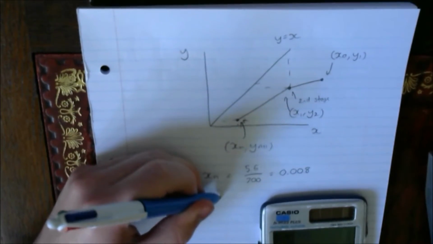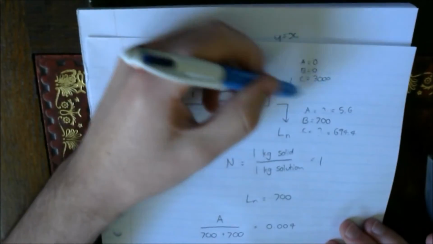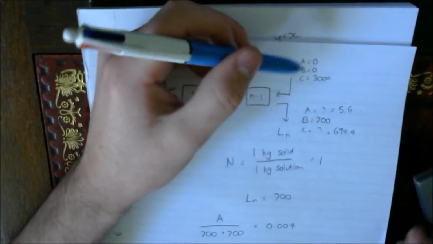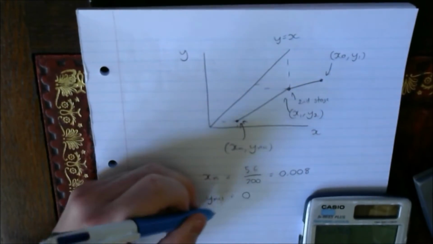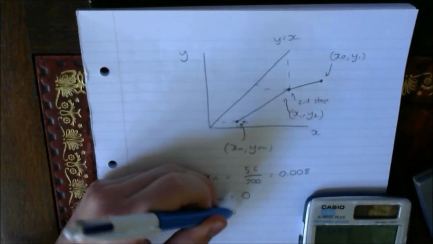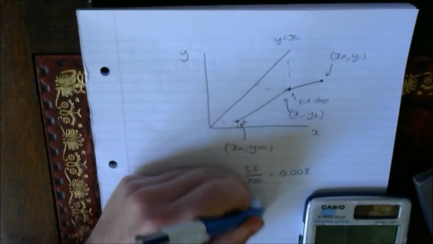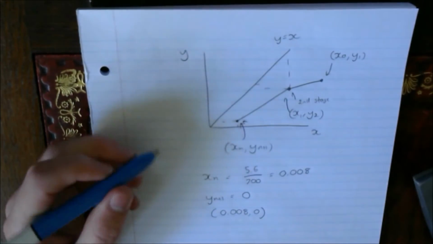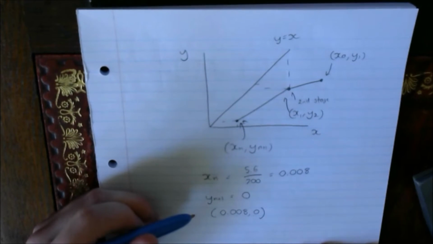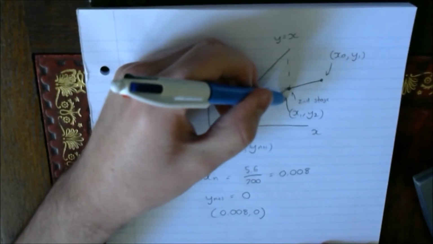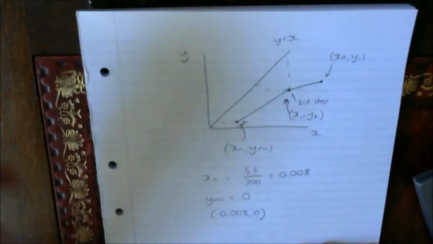And yn plus 1, that's going to be the concentration of A in this stream here. And that's actually going to be 0 because we're using fresh solvent. So yn plus 1 is equal to 0. So that point is going to have the coordinates 0.008, 0. Okay, so that's the first bit done. Let's go ahead and figure out the coordinates for this second stage.